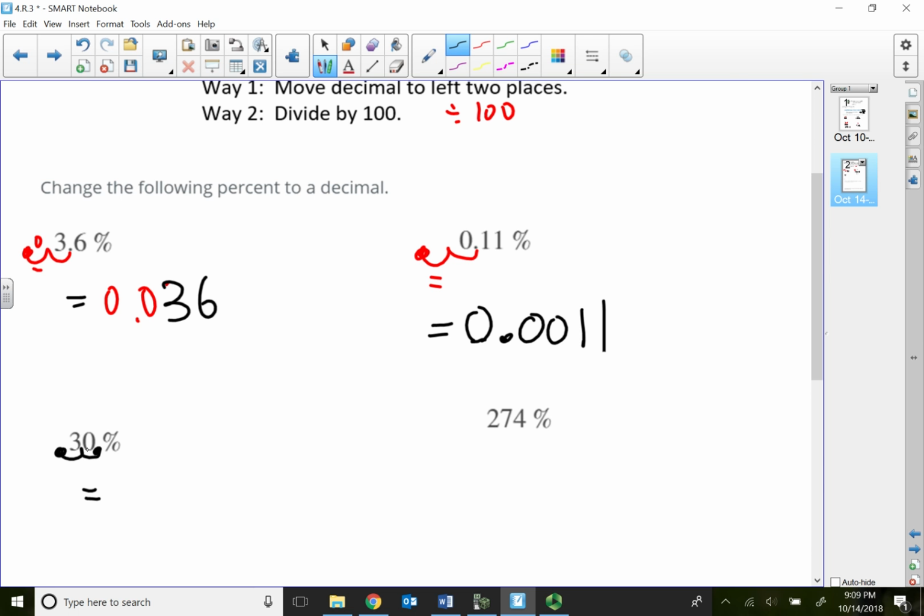All right, 30%, the decimal is behind the 0. 3 move 2 places to the left, so that will be 0.3 or 0.30. All right, 274% is already over 100%. So my decimal answer has got to be bigger than 1. So my decimal behind the 4, move 2 places to the left, so that will be 2.74, which is bigger than 1.